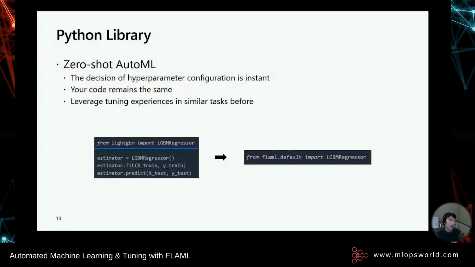The intuition is that instead of running full hyperparameter tuning from scratch every time, we can leverage the tuning experiences in similar tasks before. And for AutoML providers for a particular domain or organization, they can learn and customize defaults for users' tasks or learners or metrics based on their own tuning experiences.